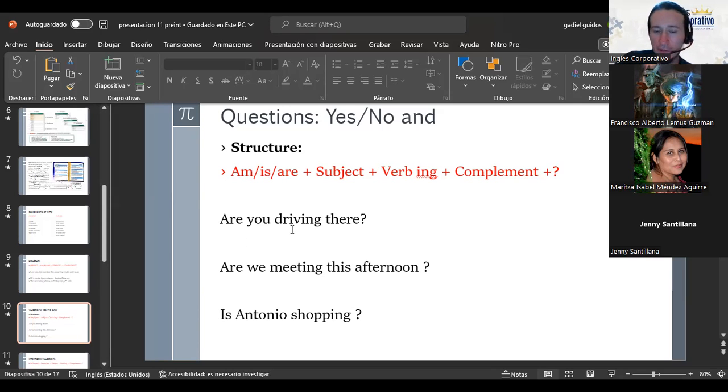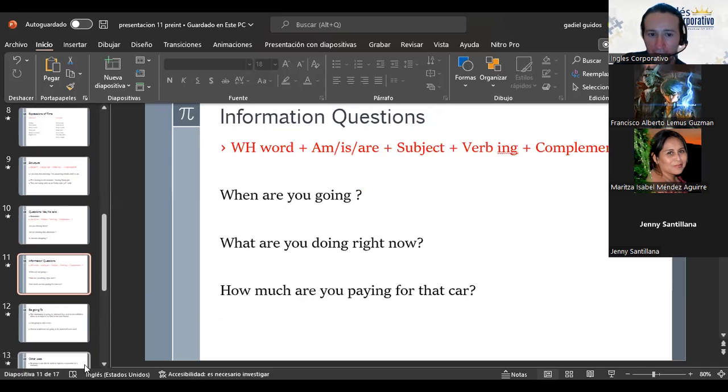Okay, so it's the same structure. I think that you guys probably are familiar with this. And then we have the information questions, okay? So with information questions, guys, you will get information, right? The answer is not going to be yes, it's not going to be no. You will get information from this type of questions, right? So it's basically the same thing.